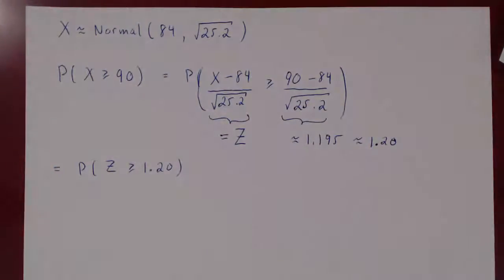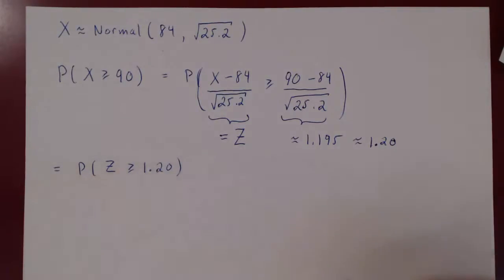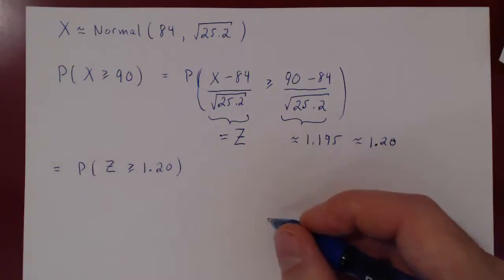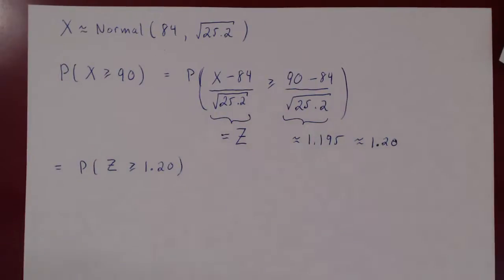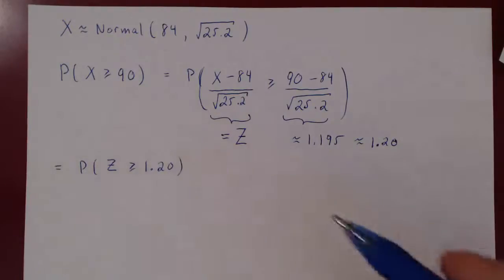Well, there's only one little pickle here, and that is, if you remember, the table only gives us the area to the left of a given z-score, and now we want the area bigger than 120. So if you draw your distribution, and that's something you should always do. If you're ever unsure of what to do next, after you standardize, draw your distribution.